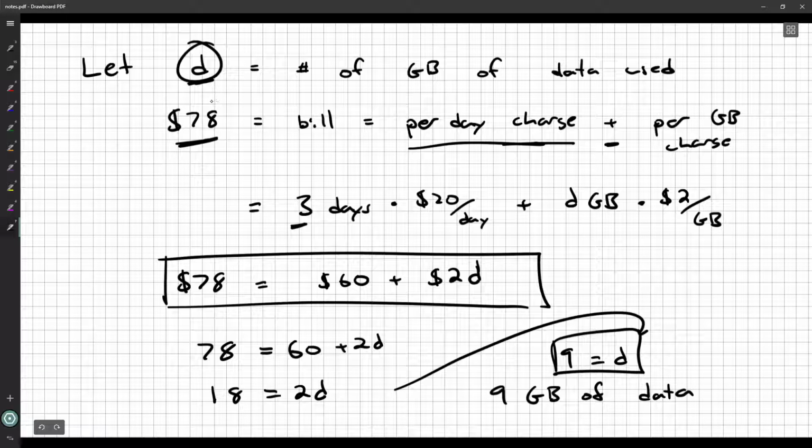But what did we have to do? We introduced a variable. We also recognized the other values that were in the question. And we found a way to relate them to our unknown variable, by understanding that the bill should be made up of the charge per day that they talk about and the charge per gigabyte.